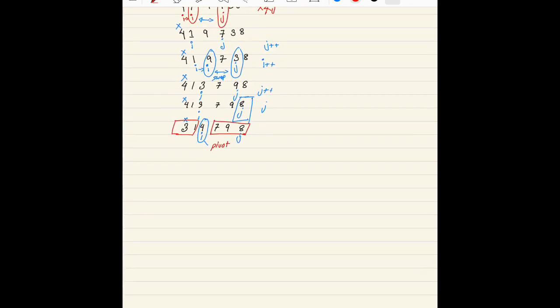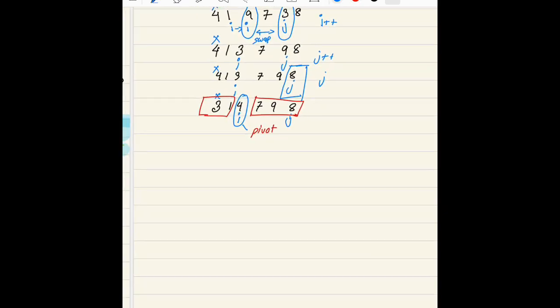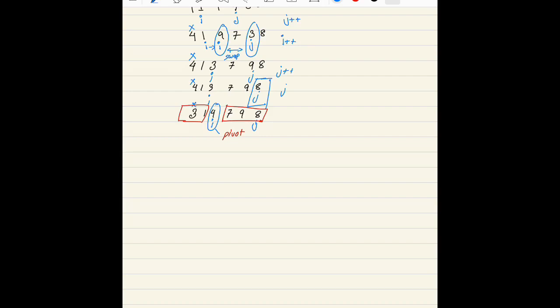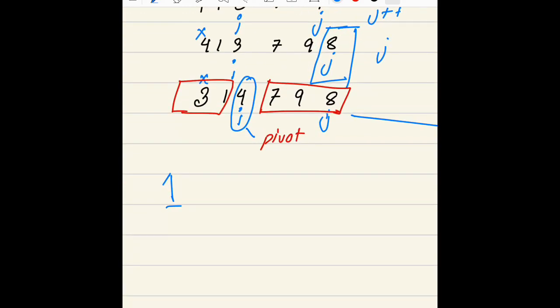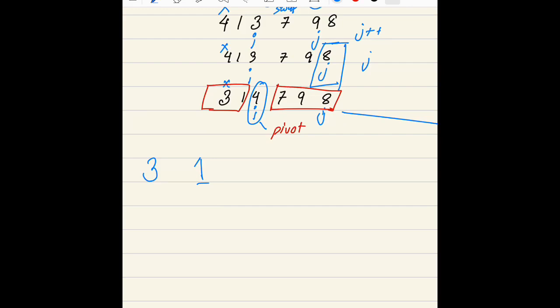Okay, so let's do it in a tree format so it's easier for you guys to understand. So this is another array, 7, 8, 9, and this is another array, so like the left side and the right side, right? And remember, the pivot is always a sorted value.